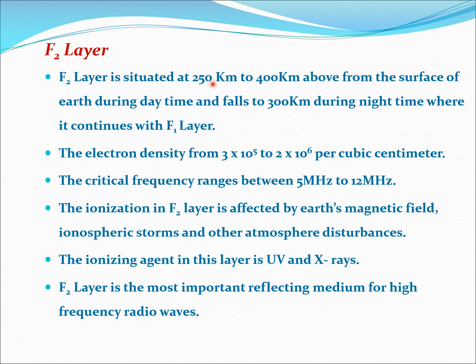Now, F2 layer is from 250 km to 400 km above the Earth's surface during daytime and falls to 300 km at night time, where it combines with F1 layer. The electron density is 3 into 10 power 5 to 2 into 10 power 6 per cubic meter. The critical frequency range is between 5 megahertz to 12 megahertz. The ionization in F2 layer is affected by Earth's magnetic field. Ionizing agent in this layer is UV and X-rays. F2 layer is the most important reflective medium for high frequency radio waves.